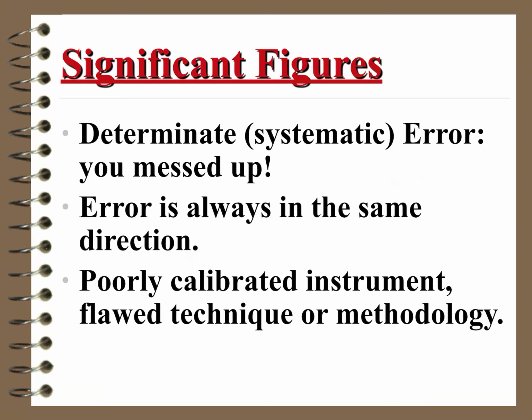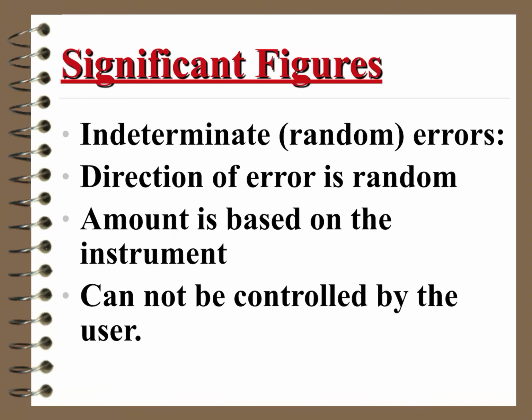So in other words, I always tell students, look, if we find there's determinate error in a lab, we're going to hunt it down, we're going to get rid of it, and then we're going to redo the lab. Now, the second type of error is called random error, or indeterminate error. The reason they call it indeterminate error is you cannot predict in advance which direction the error is going to be in. Sometimes it's too high, sometimes it's too low.